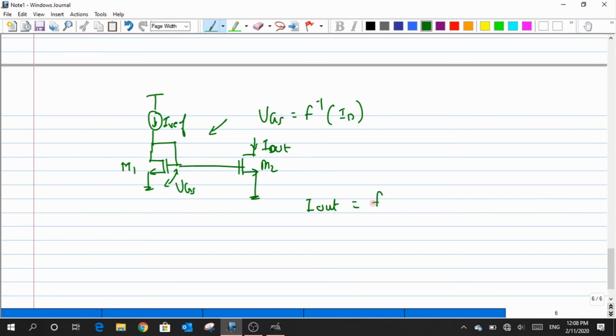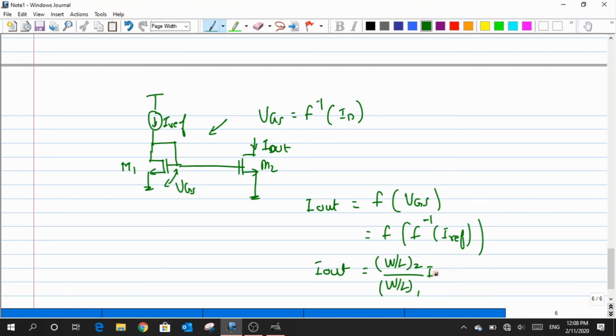Now I out is basically a function of VGS that is defined, right? So I write it as a function of VGS, and this VGS was in turn defined through the current by applying an inverse relation here. So this VGS has been plugged with F inverse of the I reference. When I remove all those functions of F with F inverse, I would end up having a result which I would write directly. I know how to get these results, but I'll just write down the end result of it.